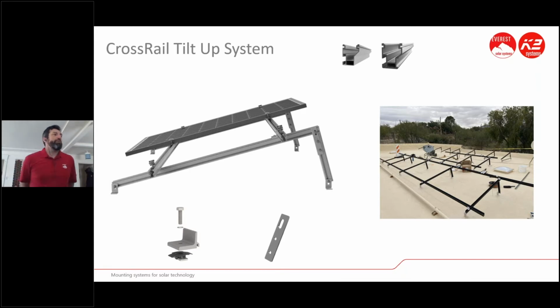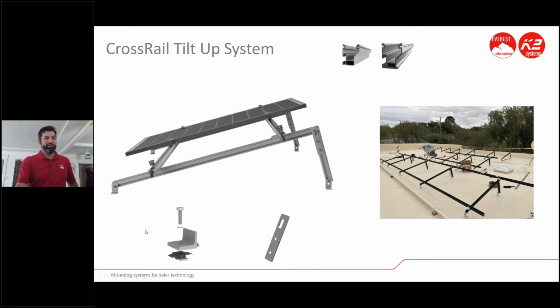So not to spend too much time on that, but other CrossRail systems that we have that use the same rails is our tilt-up system. This is a very popular system in the Southwest as well as Mexico. We have an office in Guadalajara, and this is one of their main systems that they're using out there. The beauty of this system is it's the same, like I said, same components: mid clamps, end clamps, optimizer mounting kits, ground lugs, all the same parts as the full CrossRail family.